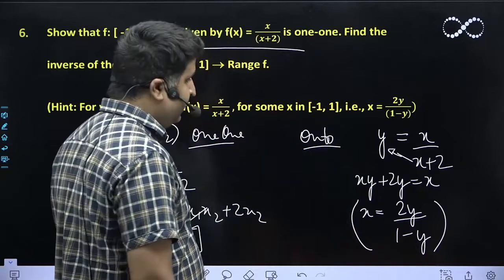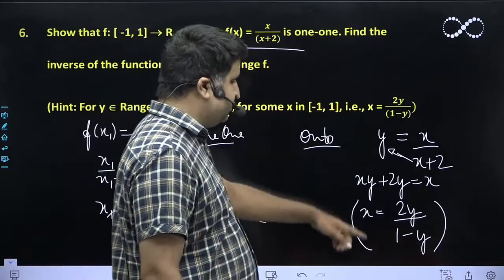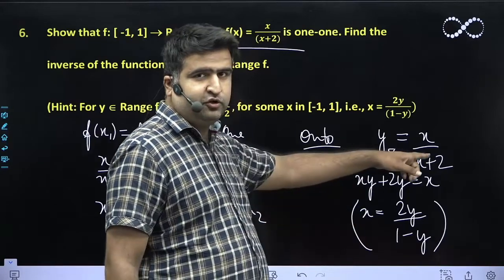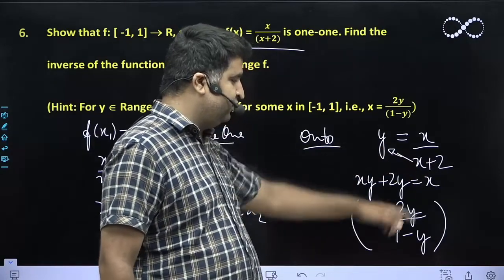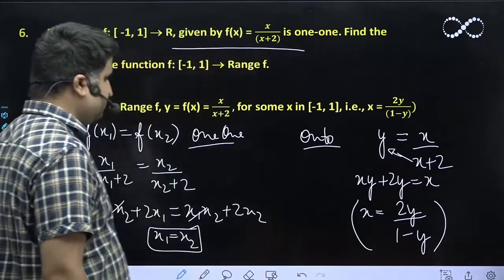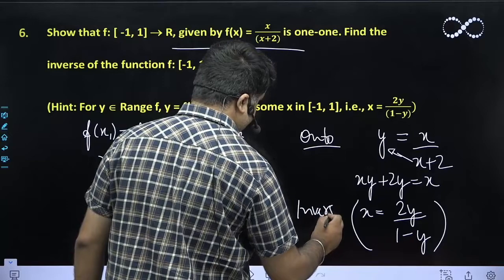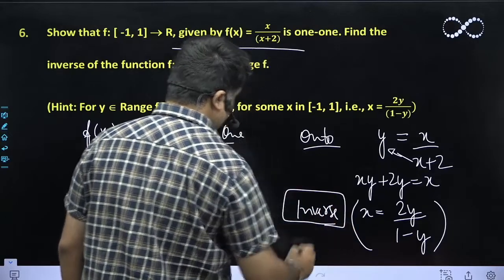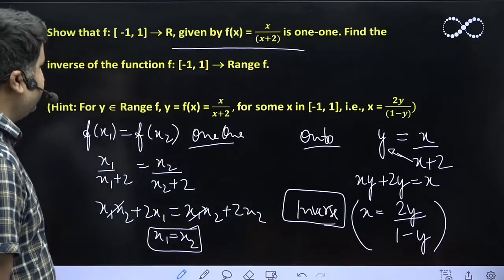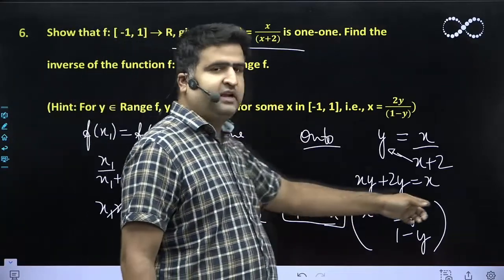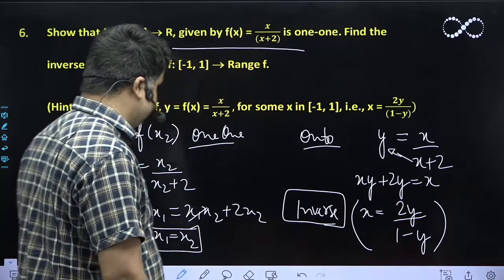Okay, so therefore this is the inverse of the function. Okay, and this also proves that this is an onto function. You find this value of x, you substitute it here, okay, you will get the value y again. And this is the inverse of the function. So this is how you calculate the inverse of the function. You equate this to y and then you calculate the value of x in terms of y.